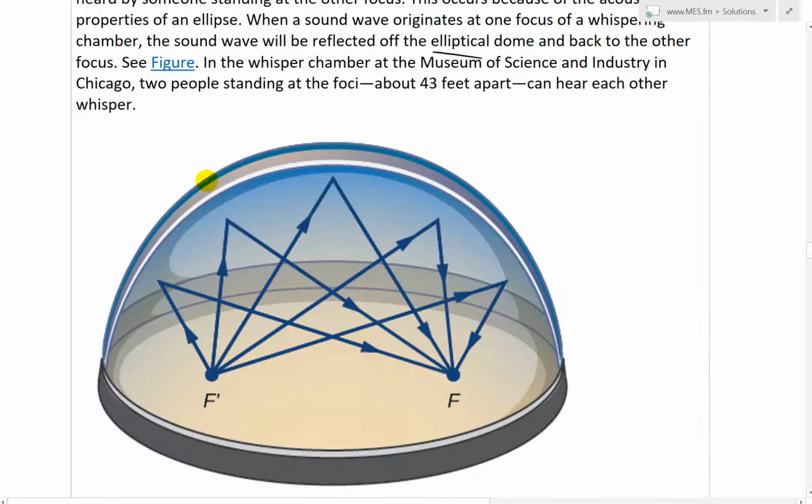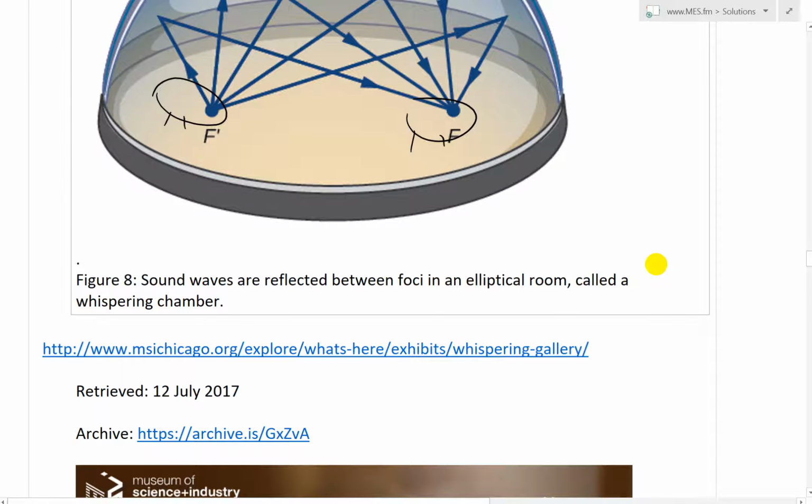So you can imagine just an elliptical dome, and then you talk here, you can hear over there. If someone's, say, at a restaurant like this, if you have dinner at this table, you can overhear what this person is talking about. I think that'll be very bizarre but very cool. And in the whisper chamber at the Museum of Science and Industry in Chicago, two people stand at the foci about 43 feet apart and can hear each other whisper. That's pretty far.